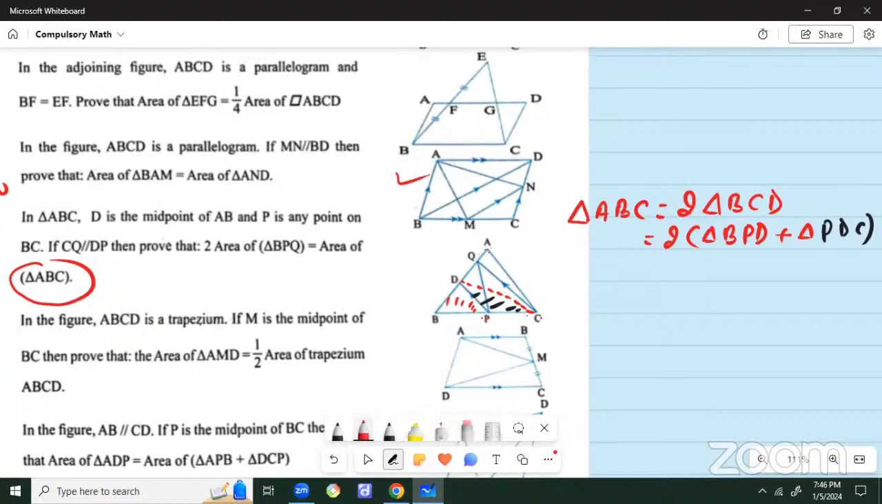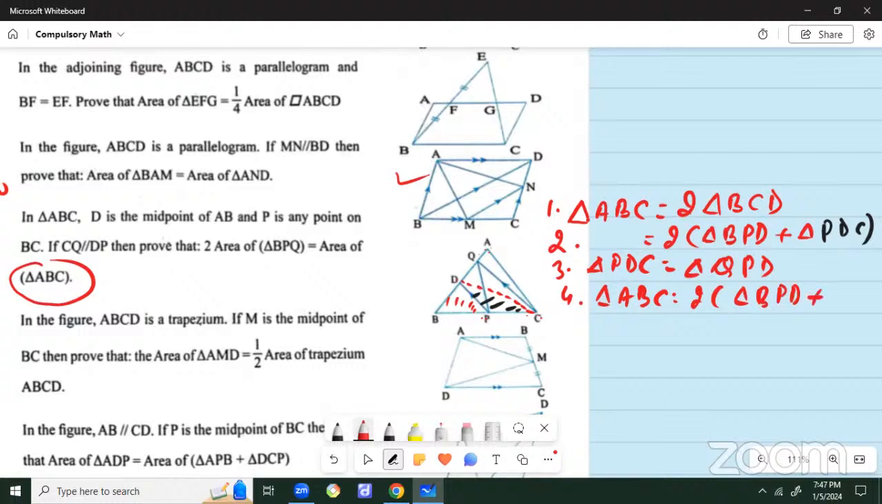What we have is that triangle PDC equals which triangle? Triangle QPD, right? So using this, in place of PDC, let's write 1, and this will come in number 2, and this will come in number 3. In number 4, can we write triangle ABC equals 2 times the area of triangle BPD plus, in place of PDC, QPD?